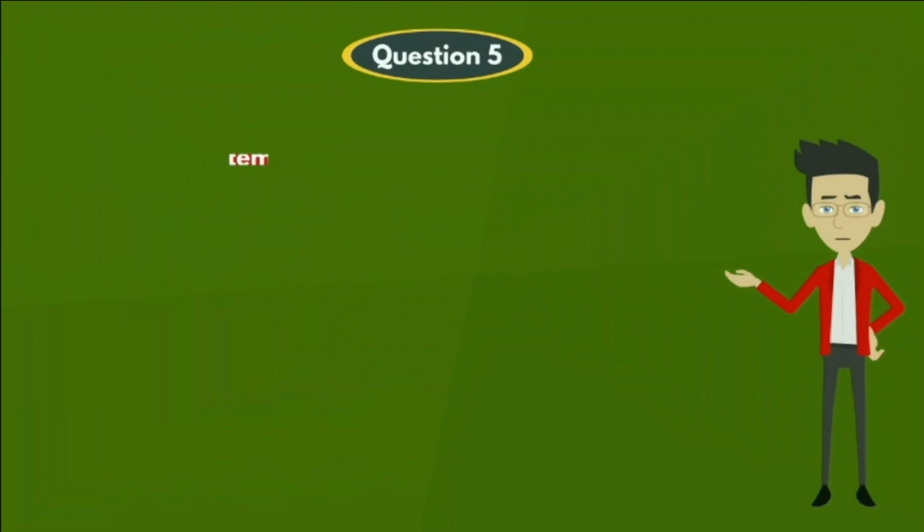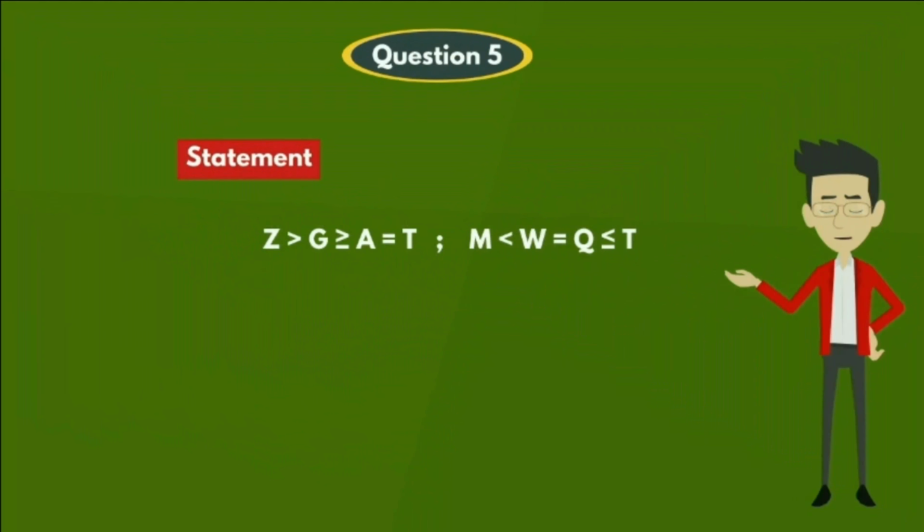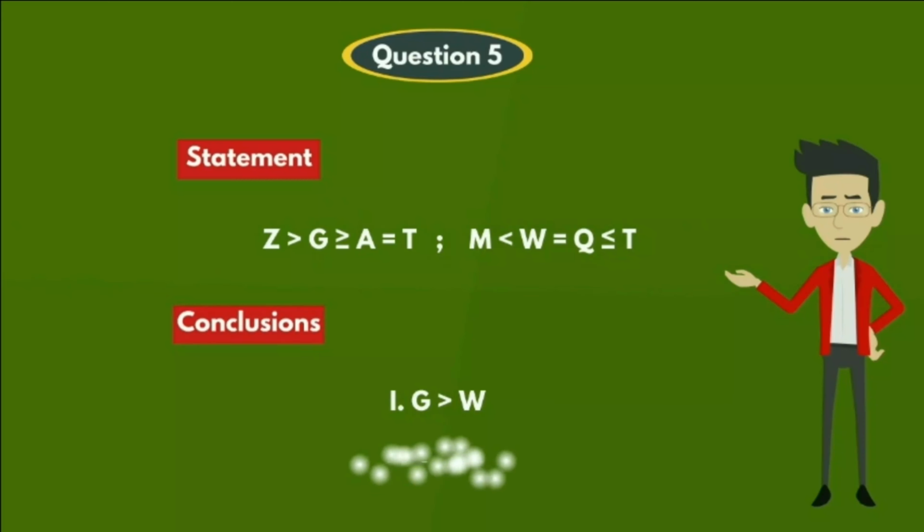Question number 5. Statements. Z greater than G greater than or equal to A equal to T. M less than W equal to Q less than or equal to T. Conclusions. Conclusion 1. G greater than W. Conclusion 2. G equal to W.